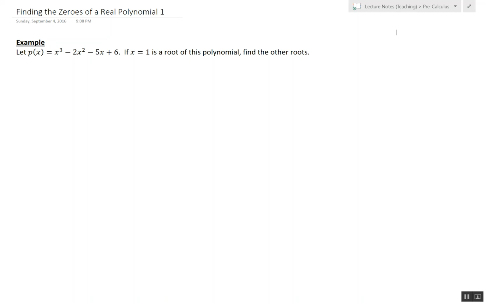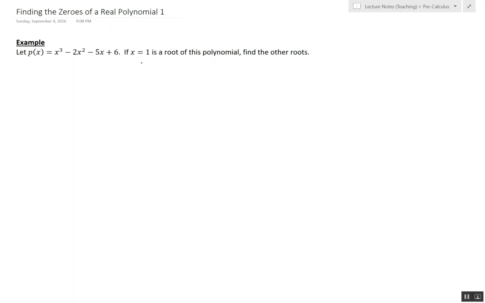So what we're going to have here is p of x equals x cubed minus 2x squared minus 5x plus 6, and we know that x equals 1 is a root of that polynomial. So we want to find the other roots.